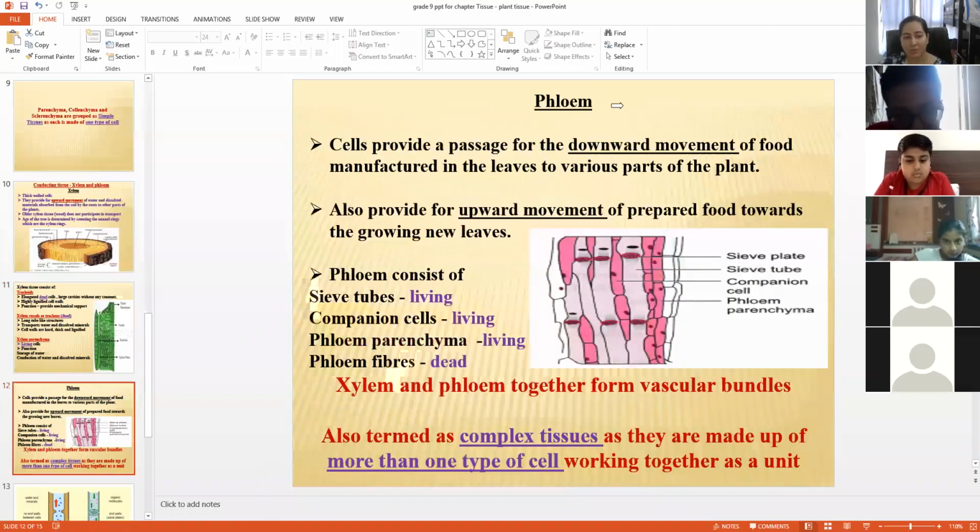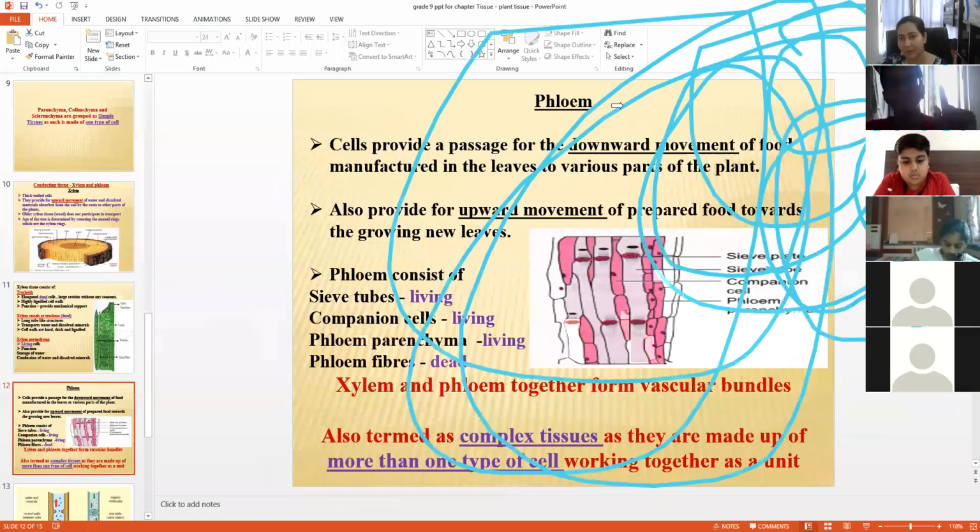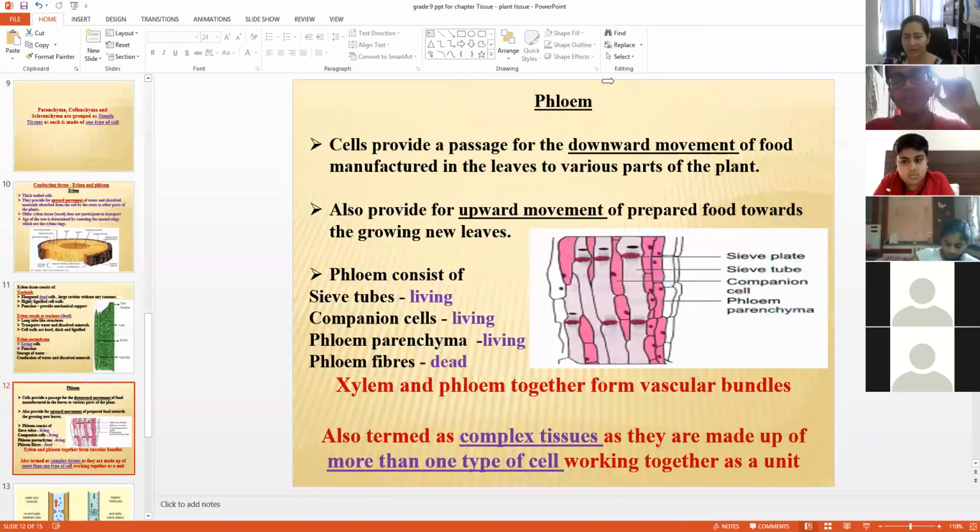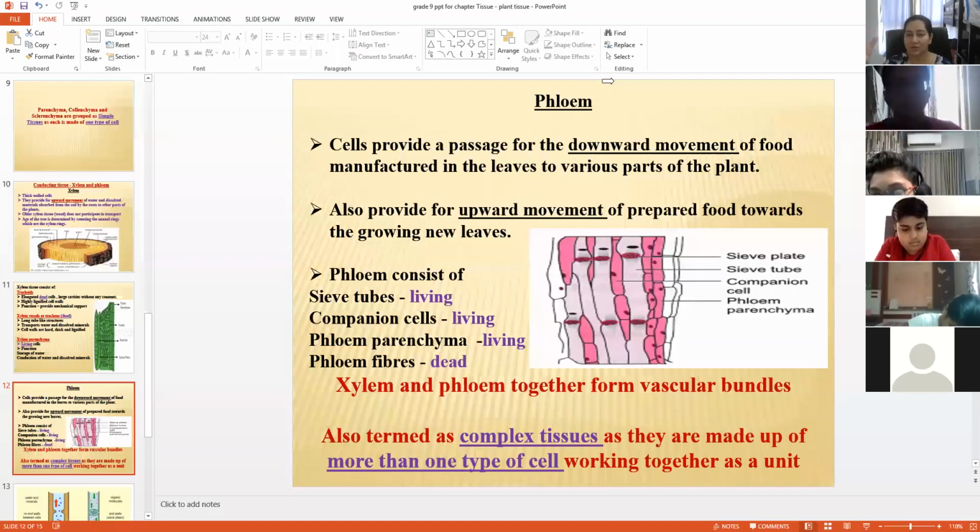Ma'am, why does xylem need to store water? They just need to conduct water, right? Yes, but in cases where the water is not there, what is it going to do? The plant can't die, right? They need to store water, in a desert. Okay.